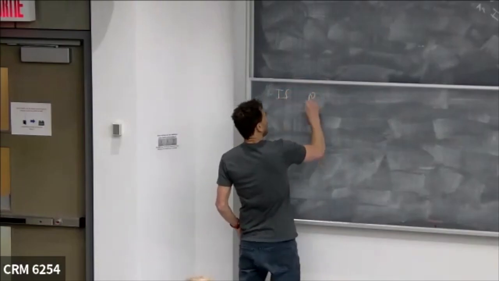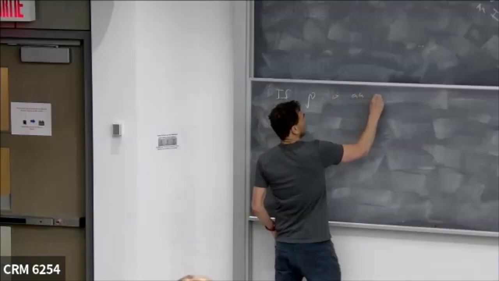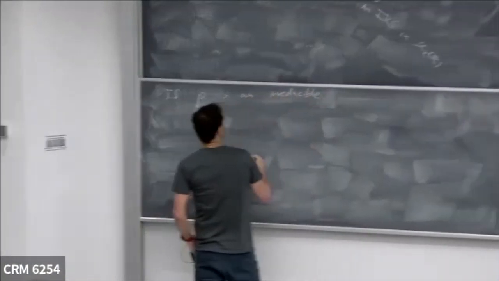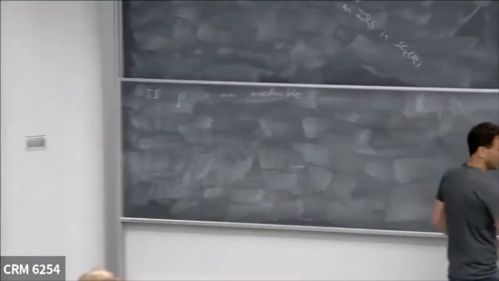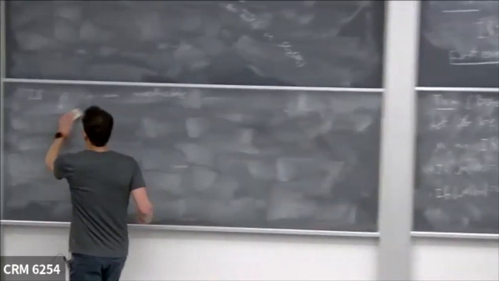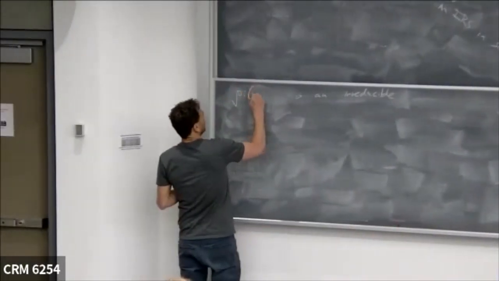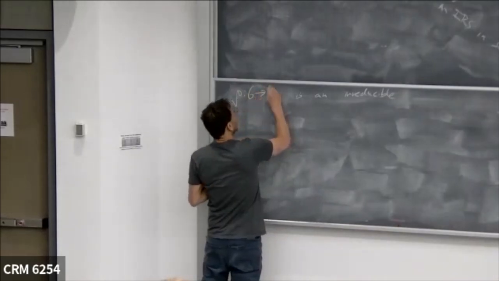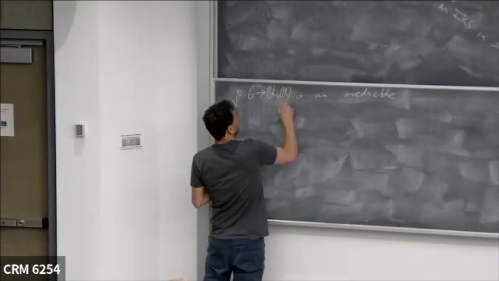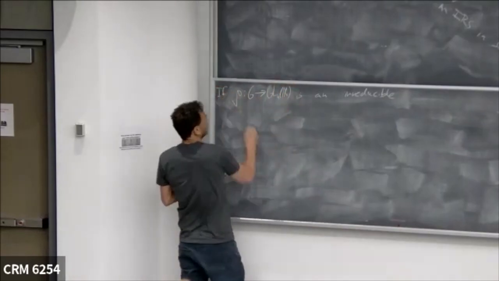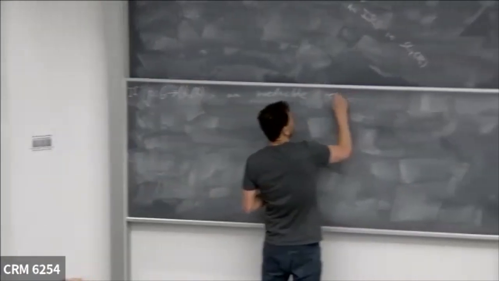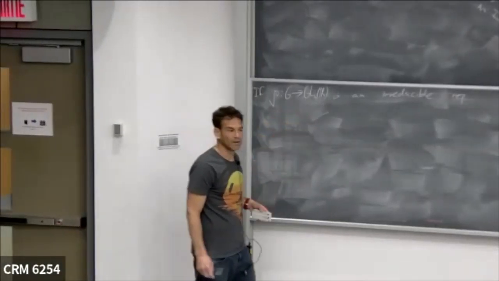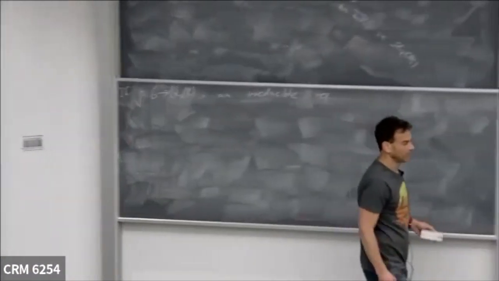if rho from G is a representation of G in GL_n(R), if rho is an irreducible representation, so in particular the image of G is non-compact, because G is a simple group.